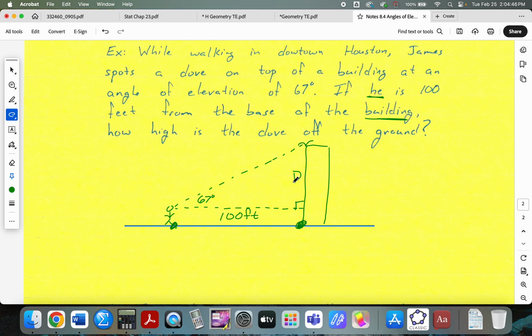All right, so now we just need to write an equation and solve it. From the 67, D is opposite and 100 is adjacent, so that's tangent. The tangent of 67 is equal to D over 100. Put that over 1 and cross multiply. We get D is 100 times the tangent of 67.